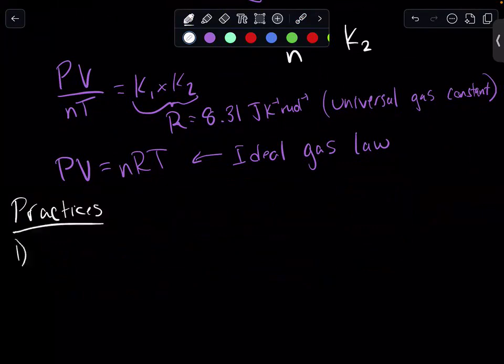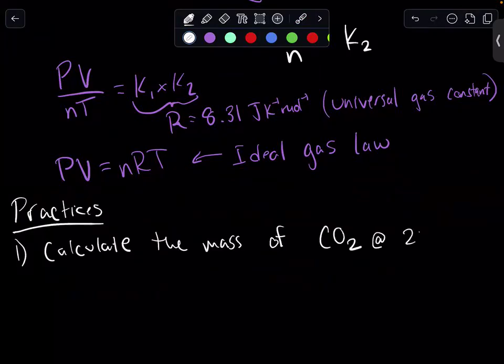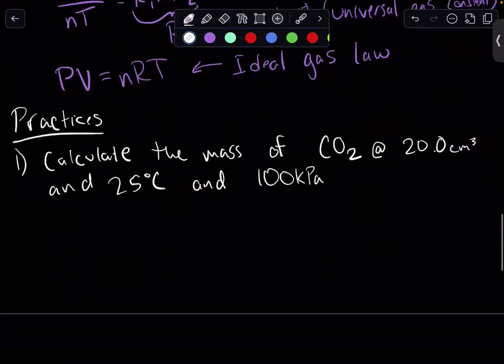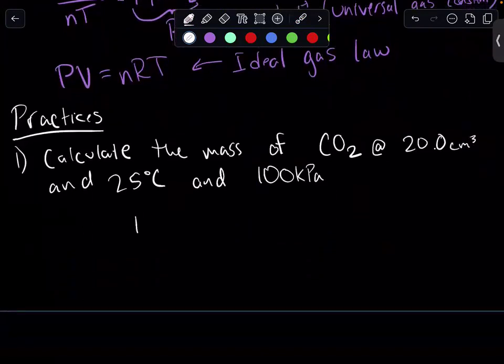So number 1, let's calculate the mass of CO2, carbon dioxide, at 20.0 centimeters cubed and 25 degrees Celsius and 100 kilopascals. So before we really go into this problem, we have to identify a couple things in our ideal gas law. So it's PV equals nRT, and these have very specific units.